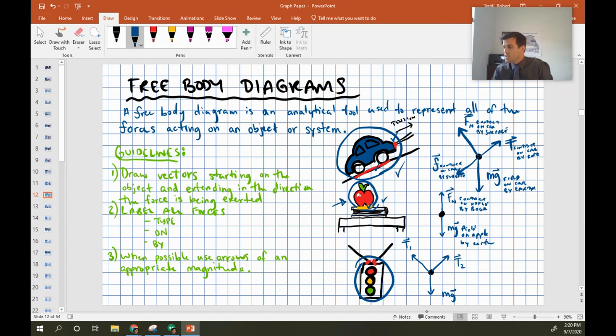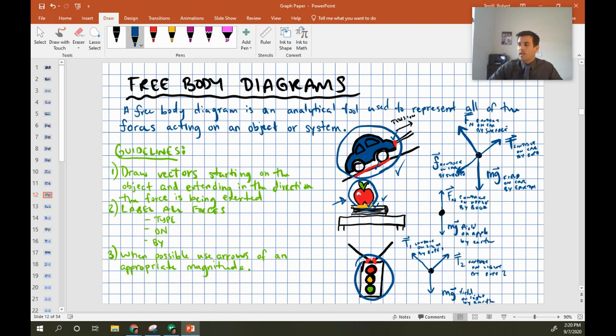So T2 would be a contact force on the light by the rope. We'll call that rope 2. This will be contact on the light by rope 1, sorry. And then this should be familiar by now. Our field force of gravity acting on the light by Earth.